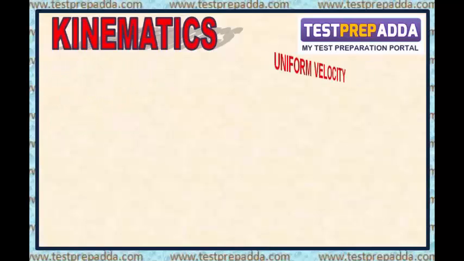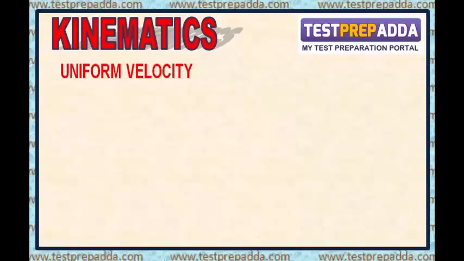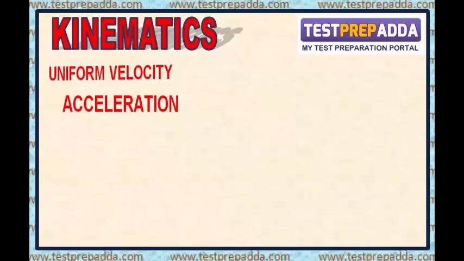If the velocity of a particle does not change with time, then we say the particle is moving with uniform velocity. But if the velocity of a particle changes with time, we say it is under acceleration, or we say it is accelerated. Please note, I am not using the word speed here. I am using velocity. So here direction is very important.